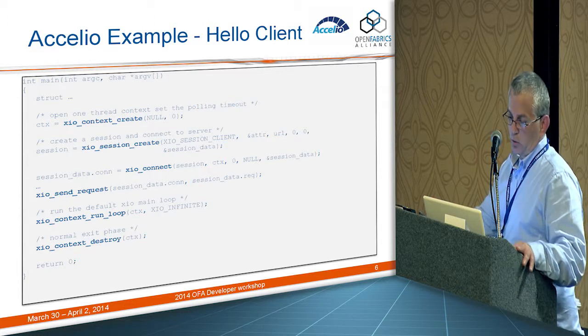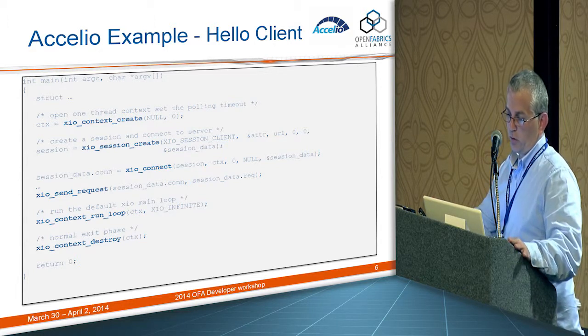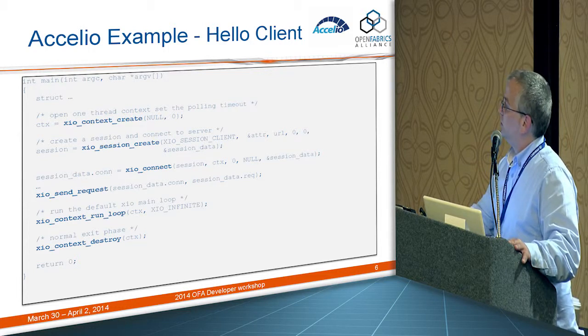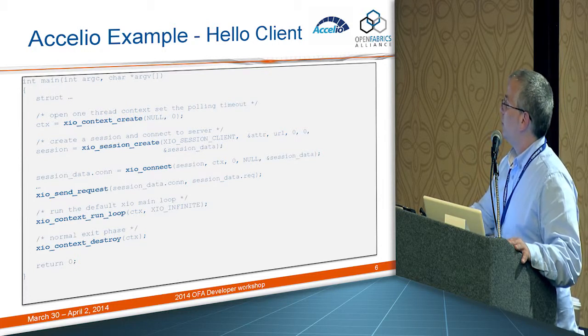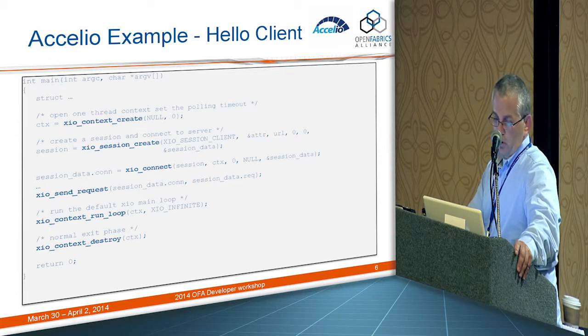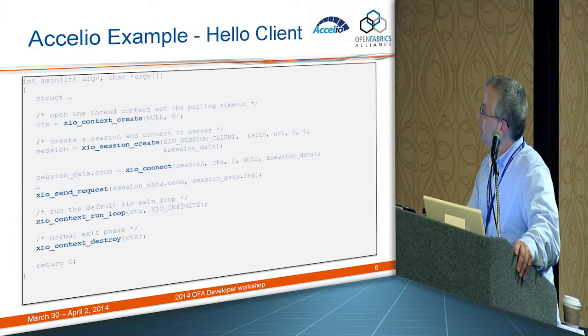So on the main side, what we are starting with is creating an object that is called a context. The context is actually the event loop of the mechanism. Context itself contains an epoll, and all the events are eventually coming to this epoll. So you create an object that is called context. The next thing that you are doing is creating a session.